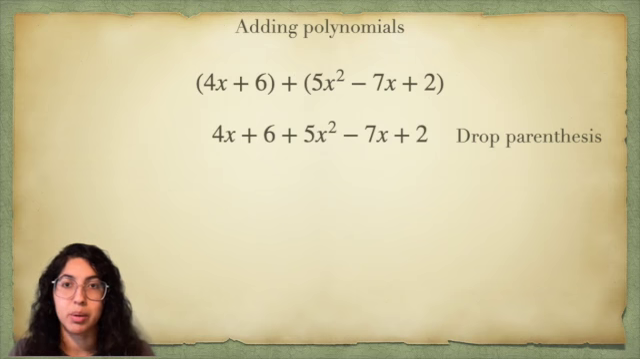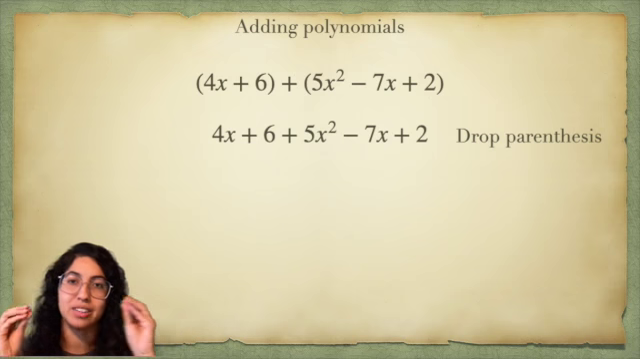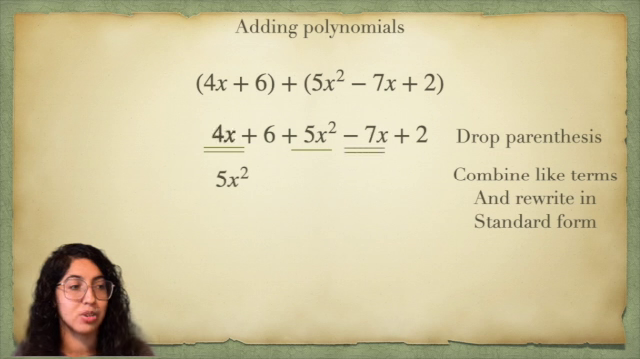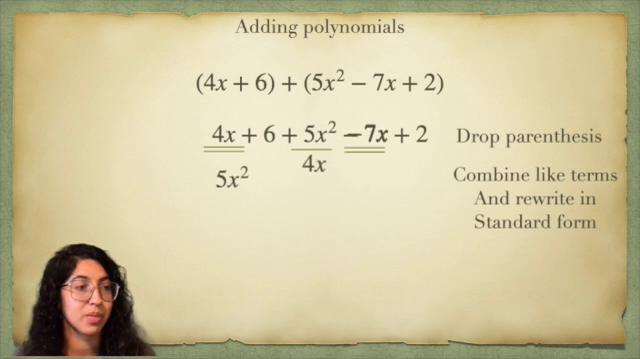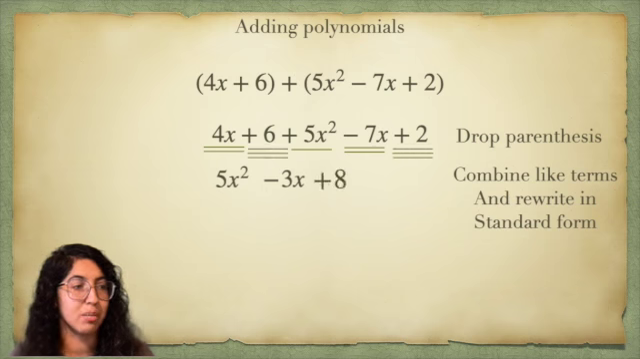Rewrite it. Okay, so now what are we gonna do? Easy, combine like terms and rewrite in standard form. What is standard form? The alphabetical and then highest degree. Okay, so 5x² would go first. I have no other x squares. Next, I have 4x and negative 7x combined to give me a negative 3x. And then I have 6 and I have 2, which combine to give me 8.